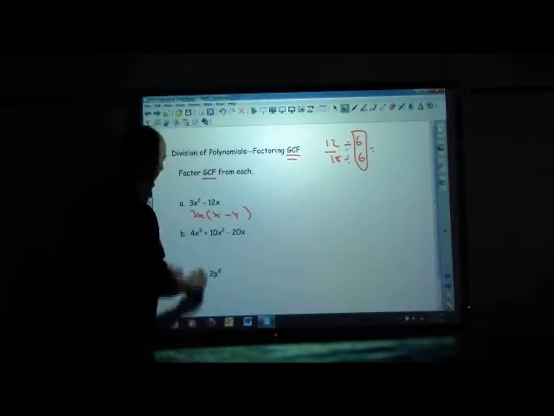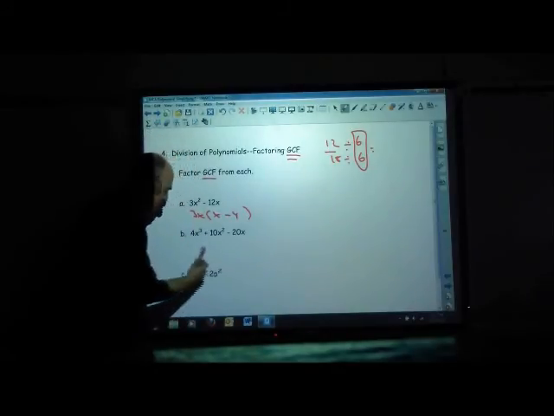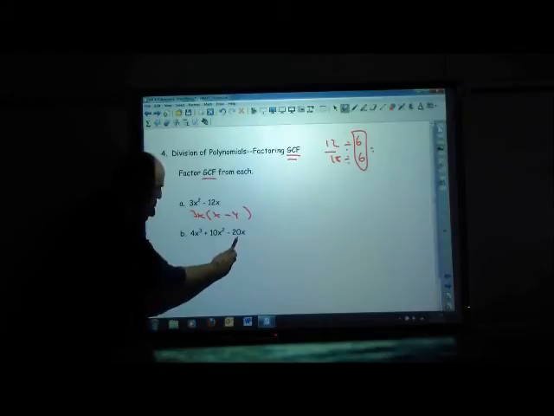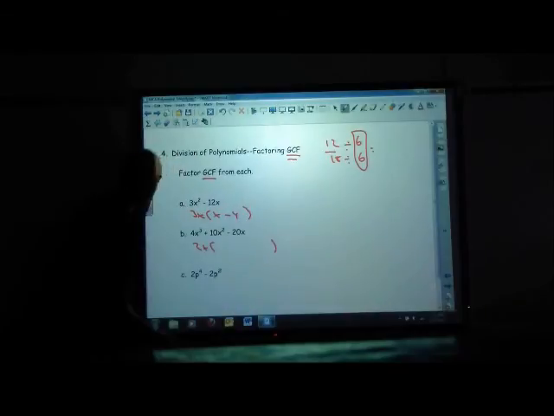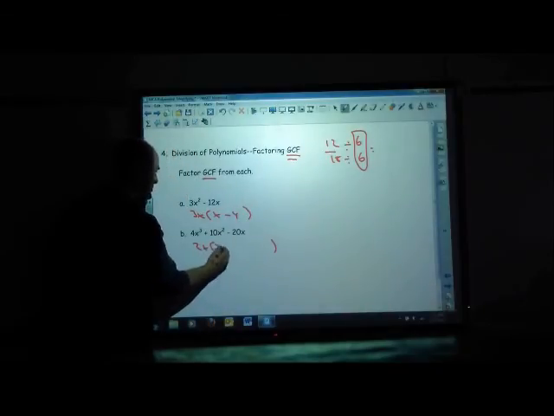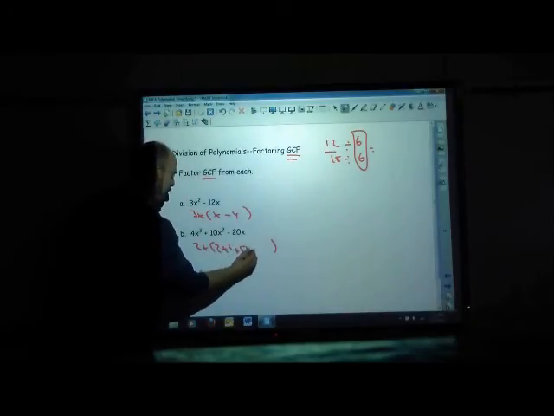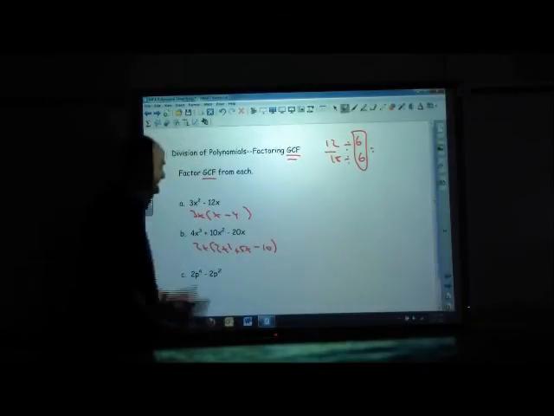Okay? Here I've got a trinomial. Is there anything common? 4, 10, and 20? Well, 2 goes into all of them, and they all have at least one x factor. So 2x would be the greatest common factor. You write that down with parentheses. 2x squared, positive 5x, negative 10, I believe. And there you have it.